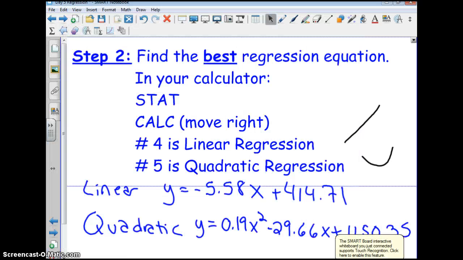Now, unless we actually graph both of these, we're not going to really know which one is a better fit unless we use something called the correlation coefficient.